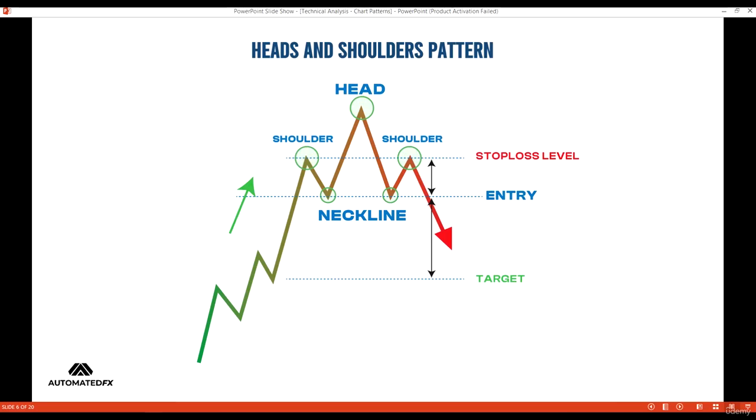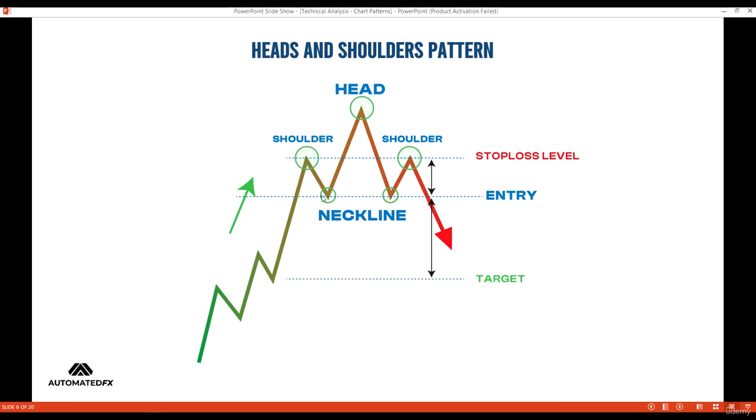In this video, we're going to be learning about the heads and shoulders and also the inverted heads and shoulders. So before you is a presentation, an illustration of what the heads and shoulders pattern looks like. So this is the head and shoulder. Let's assume the market is going up, making higher highs and higher lows, trending upward.